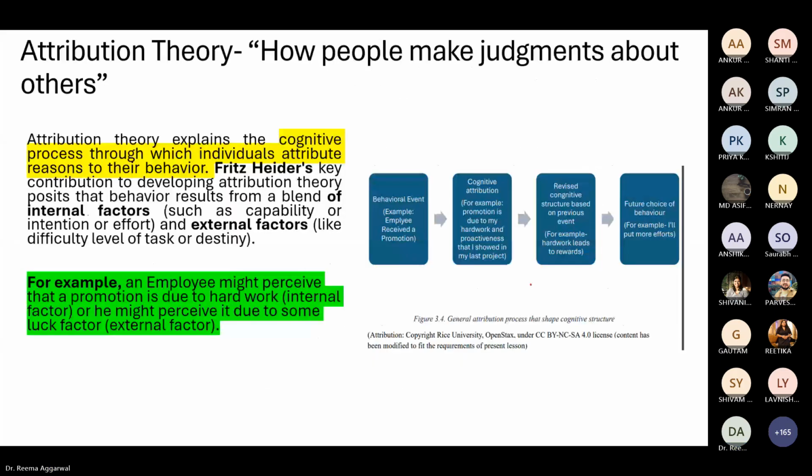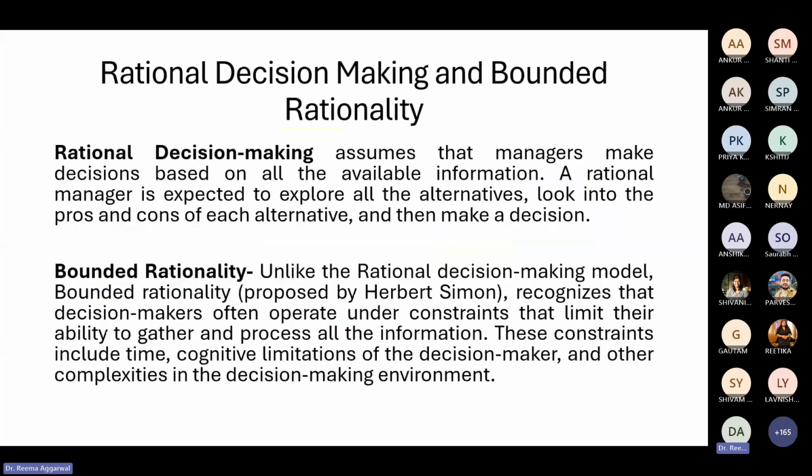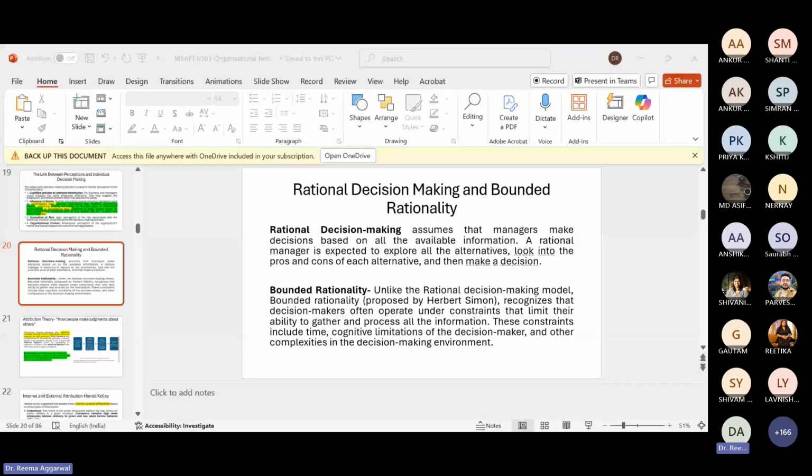Now, I hope till here you all are clear with what is perception, why perception is important and how it is linked with decision making. What is the difference between rational decision making and bounded rationality? So I'm giving you the access of mic. If you have any question till here, you could ask. Otherwise, I will move towards the attribution theory, right?